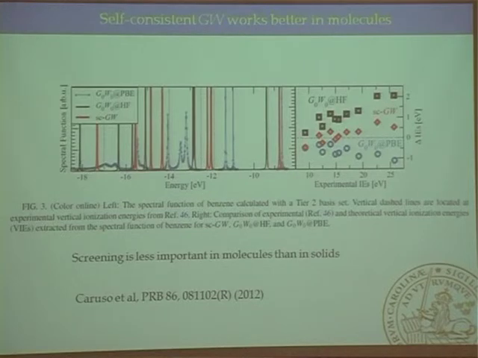So let me show some results also for molecules. Here self-consistent GW seems to work better. My understanding is that in molecules the screening is less important, and so this renormalization effect is also less important compared to what you have in solids. And here we have a better agreement with the experiment.